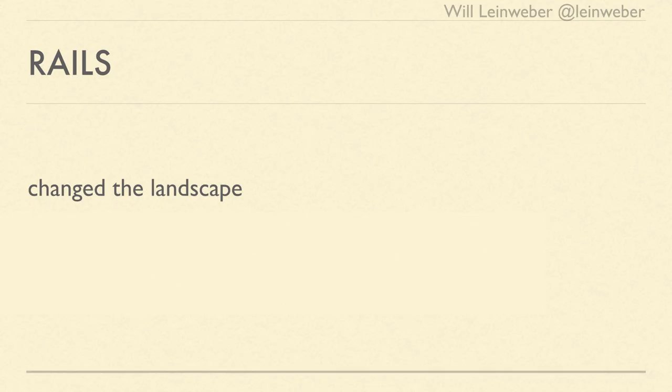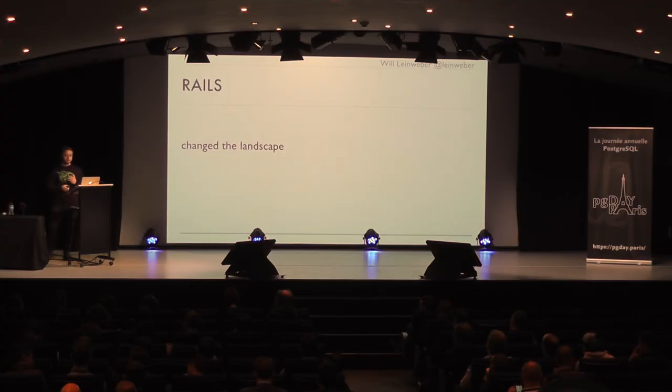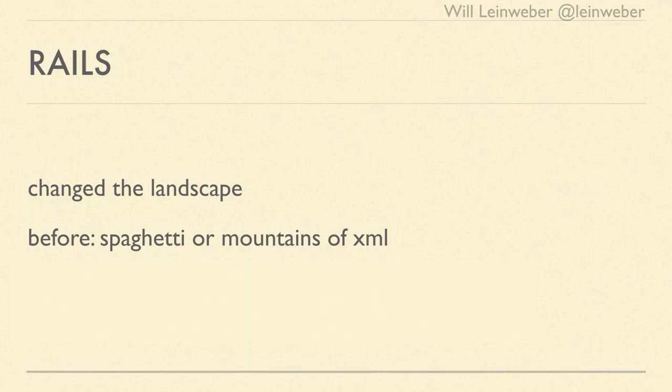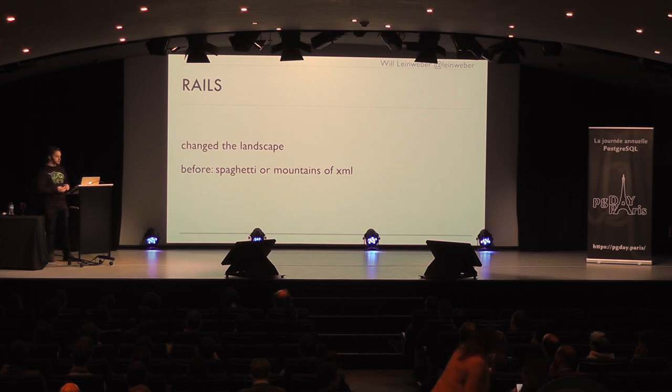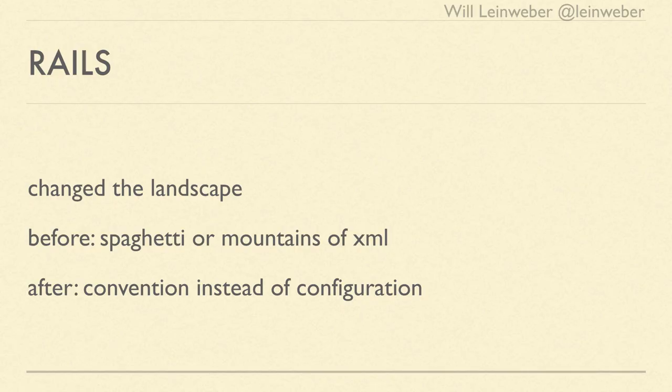And Ruby on Rails, love it or hate it, really changed the landscape of application development. Before, the applications that I saw and worked on were really just spaghetti code, things emitting out some HTML, doing a database query in the middle of that, then putting out some more HTML, no real separation of concerns or anything. Or you had some of the earlier frameworks that just had mountains of XML configuration all over the place.